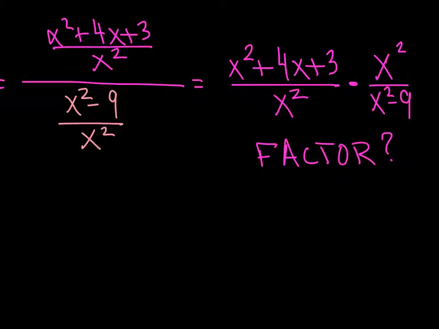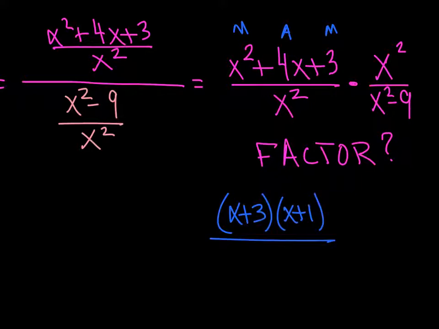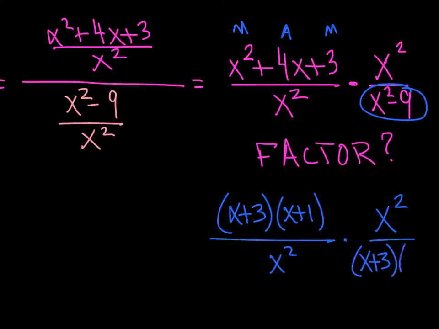And so what I'm seeing right here is I've got a trinomial, and I'm thinking I need multiples of x squared, and I need multiples of 3 that add up to 4. So that would be x plus 3, x plus 1. I got an x squared, I got an x squared, and then I got a difference of 2 squares. So that feels like x plus 3, and if I can squeeze it in here, x minus 3.